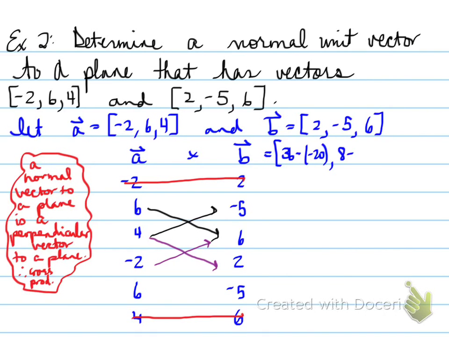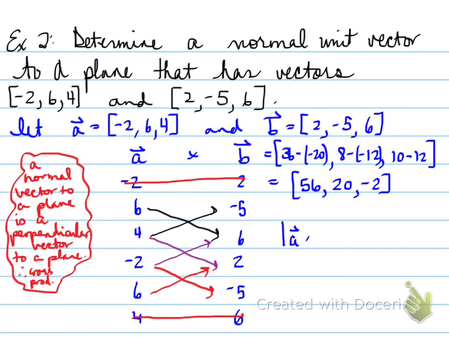8 minus -12, and 10 minus 12, and we end up with a result of 56, 20, and -2. So the next part is we need the normal unit vector.